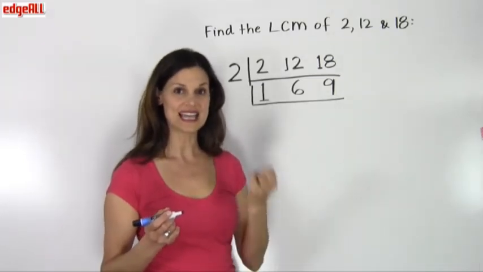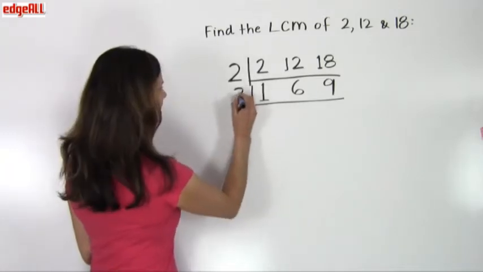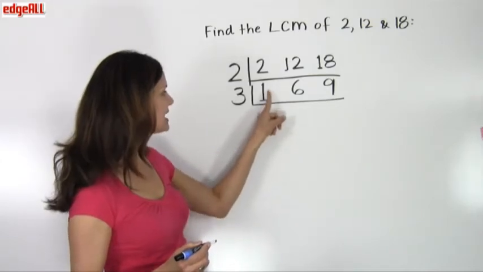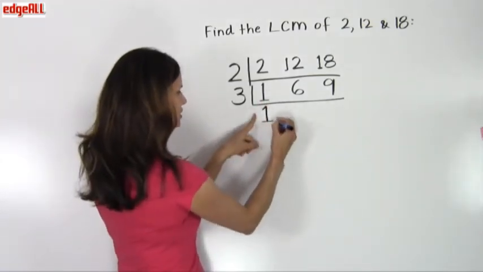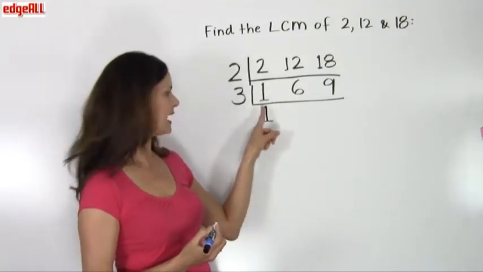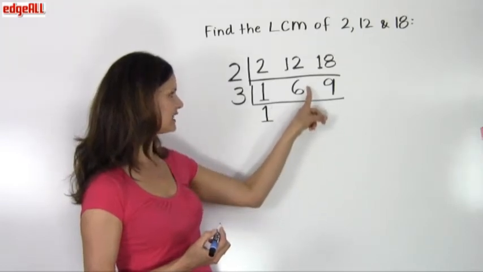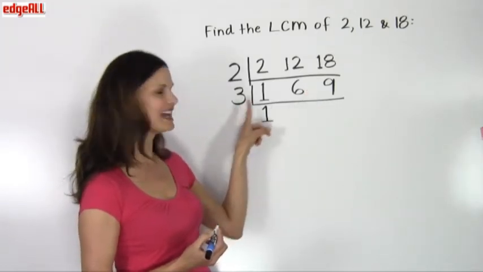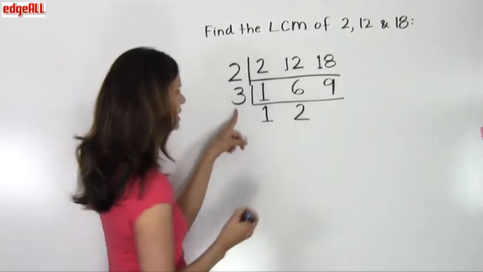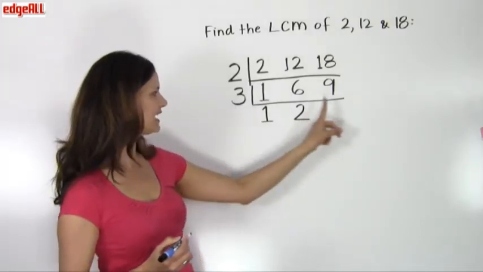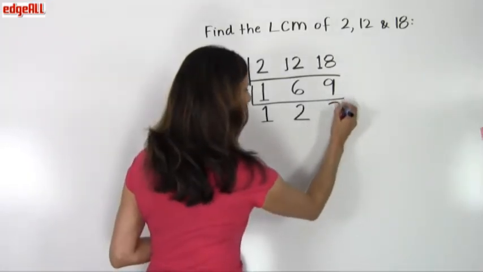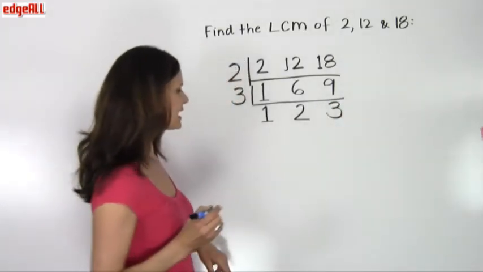So I take that 3 and I write it here, again to the left of the L shape. And then I leave the 1 as it is, since it isn't divisible by this number, and I rewrite it here. Then I move over and look at this one. The 6 is divisible by 3. 6 divided by 3 equals 2, and so I place my 2 right here. And then I look at the last one, 9. 9 divided by 3 equals 3, and so I place my 3 here.